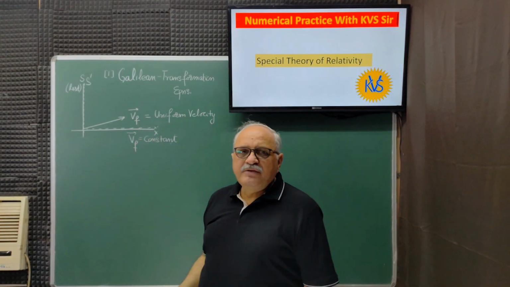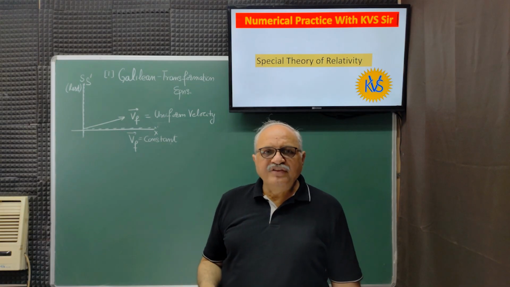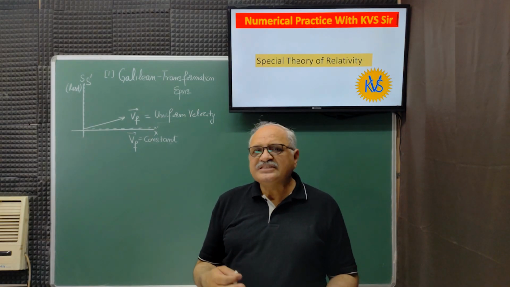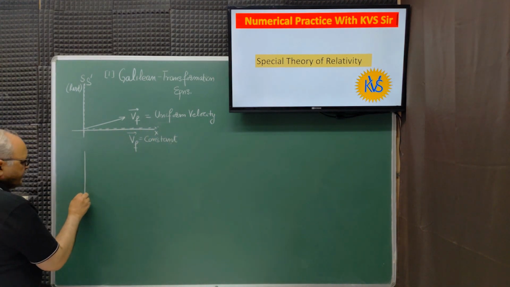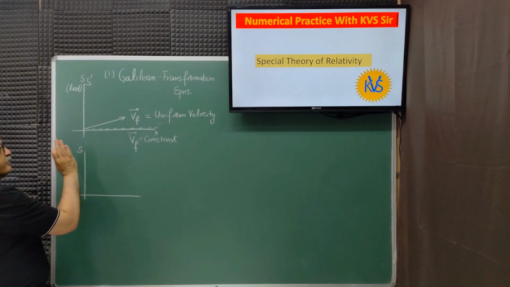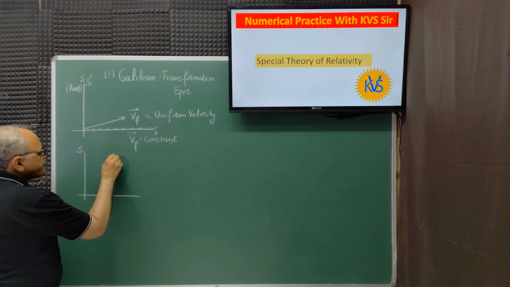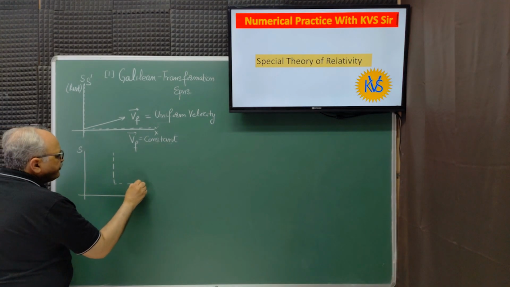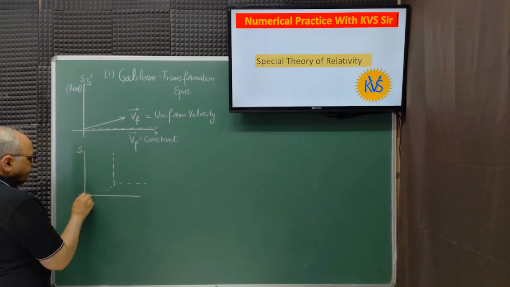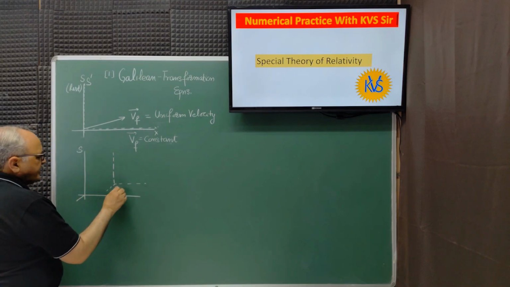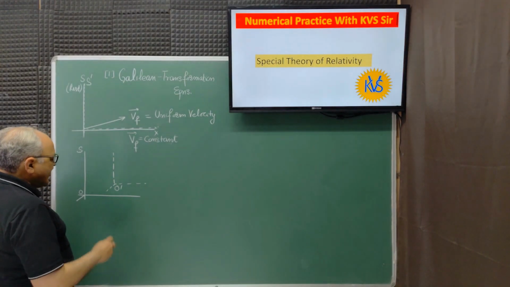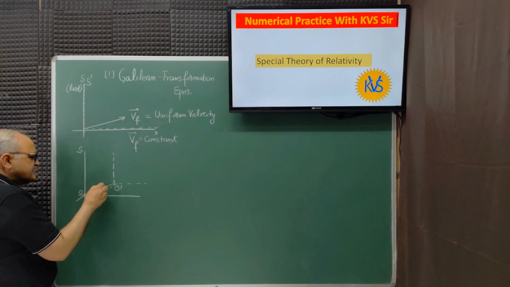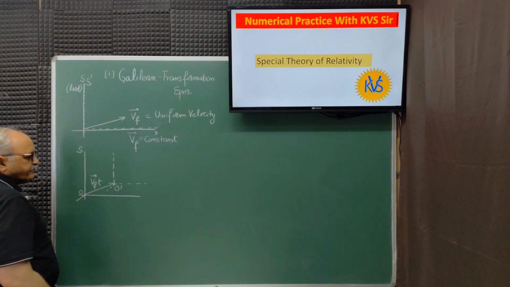So if this frame is in motion, then obviously after some time they get separated and the situation will be something like this. The S frame which was at rest will remain there, but the S dash frame obviously will move to some position. Let me call the observer of this frame O dash and the observer of the frame S as O. So this distance is covered by the frame, and that obviously is equal to Vf into t.